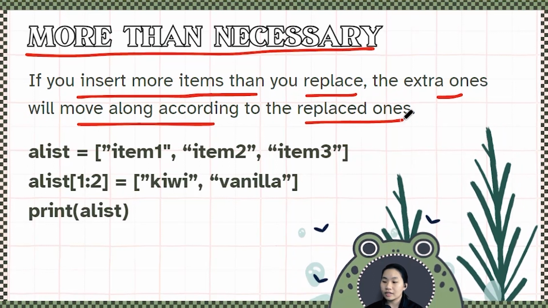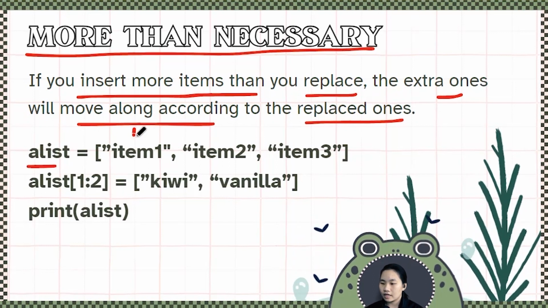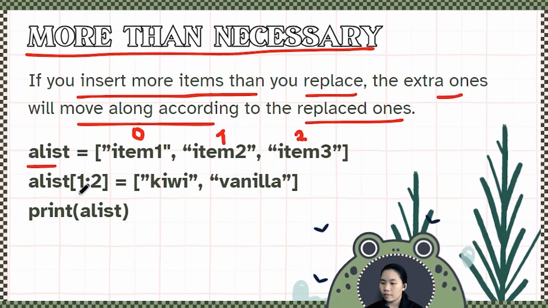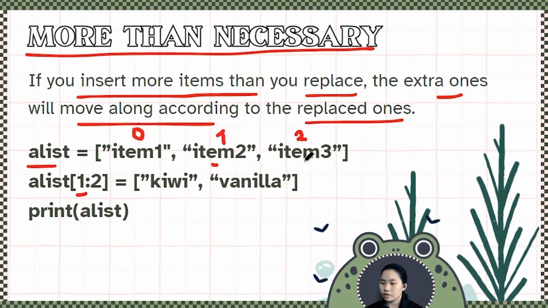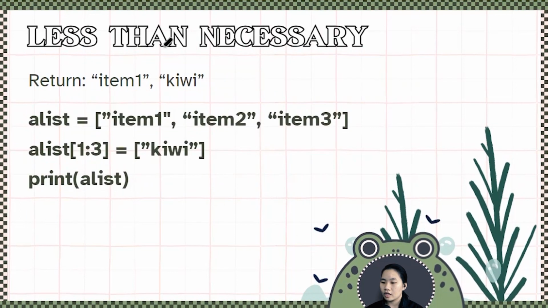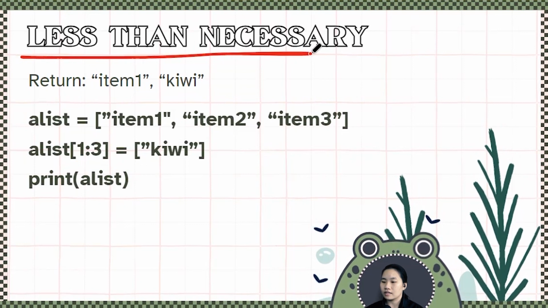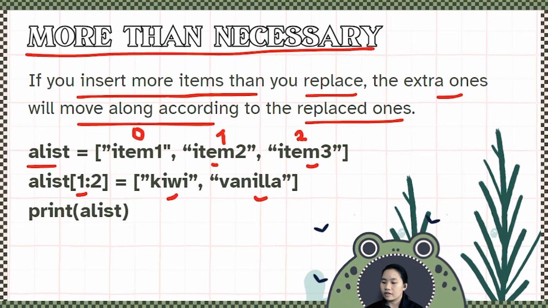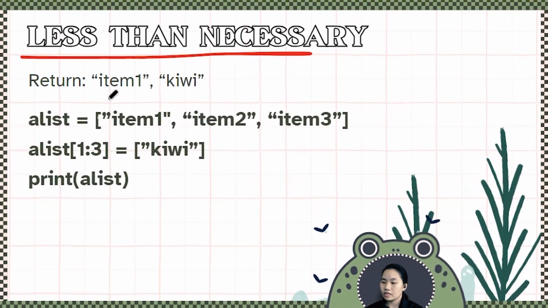Now I will demonstrate this in a little bit. Index number 0, 1, and 2. From 1 and 2, replace item 2 and 3 with kiwi and vanilla respectively. What if you add less than necessary? It is the same. With more than necessary, they function based on similar principles.